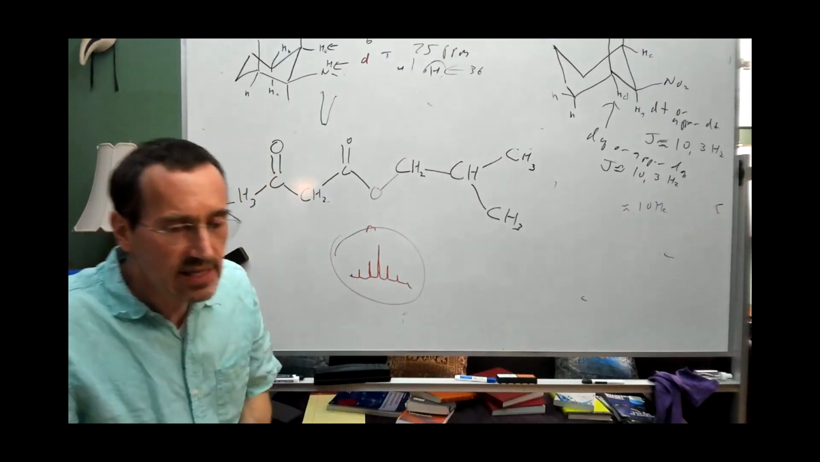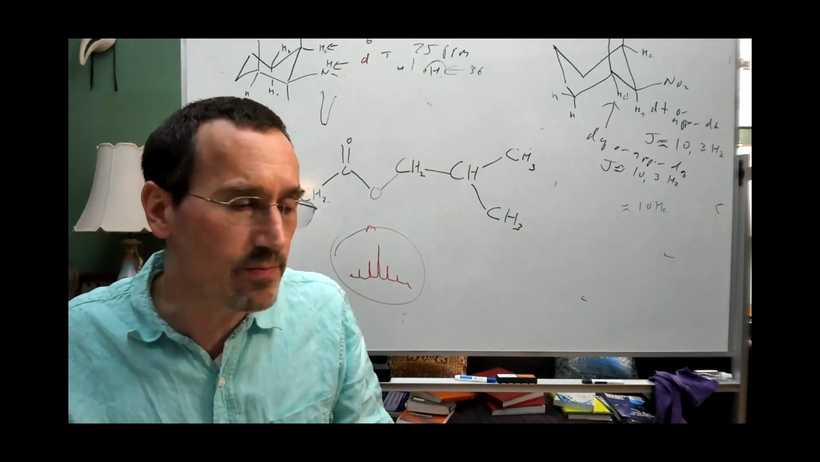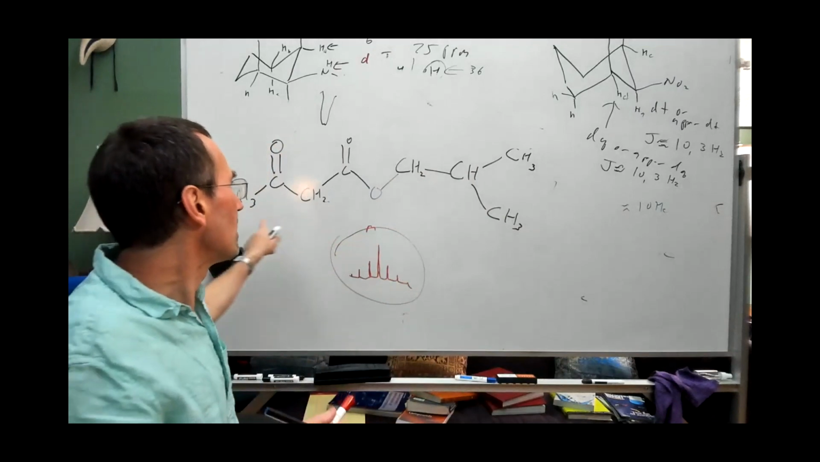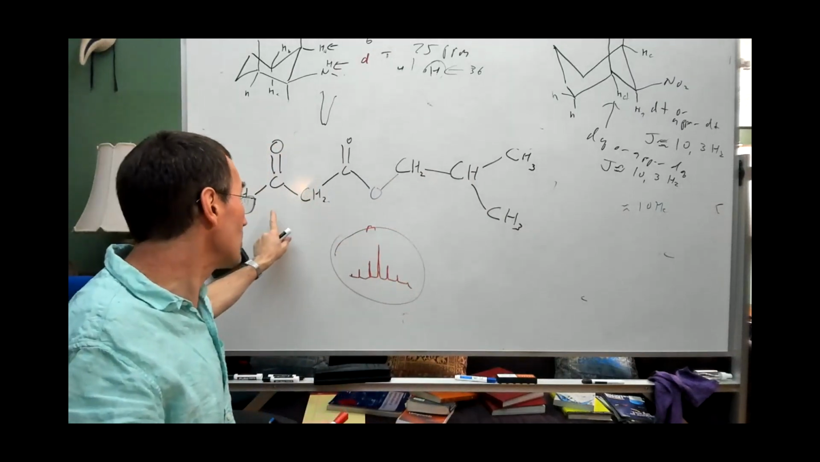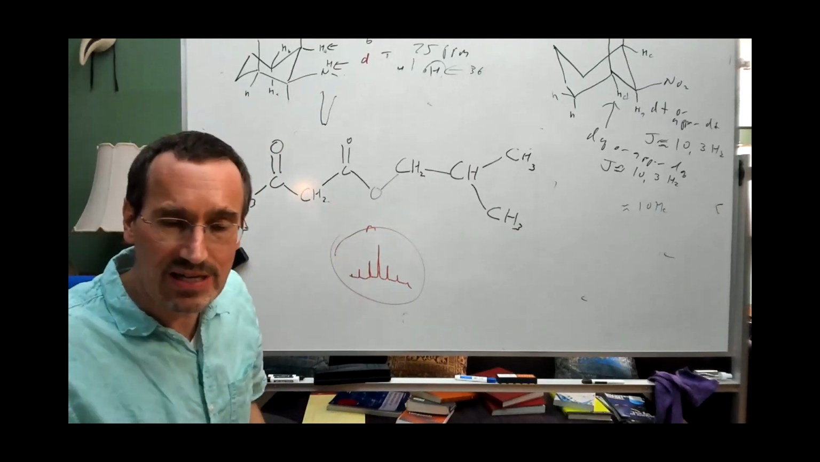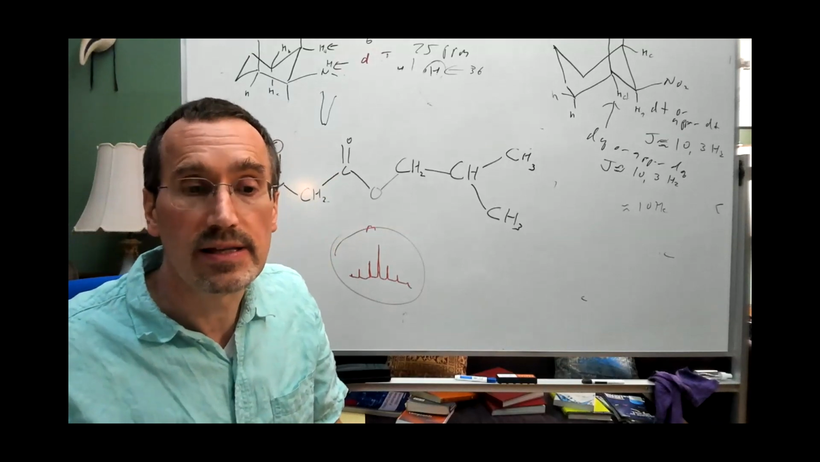So yeah, this is the compound. It's isobutyl acetoacetate, or 3-ketobutyrate, which is another name for acetoacetic acid. So that's the compound that you get there.